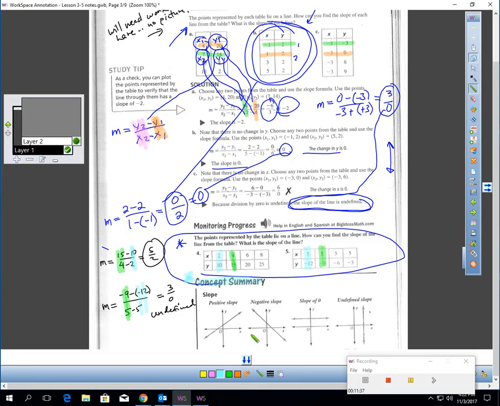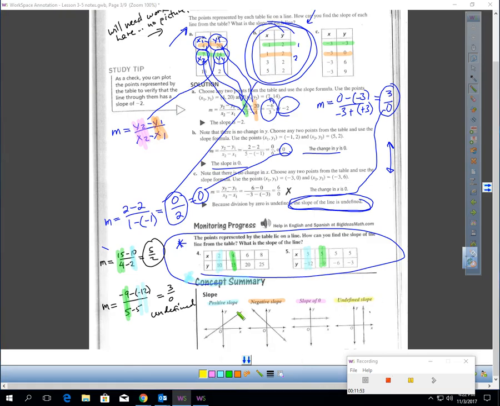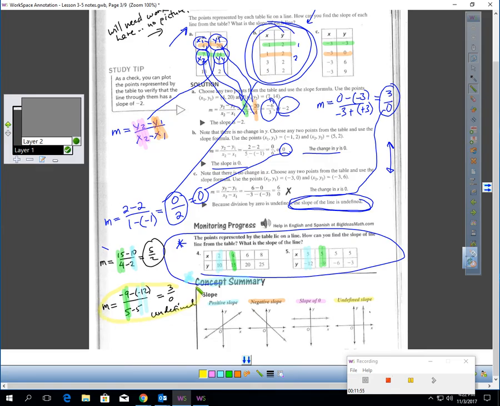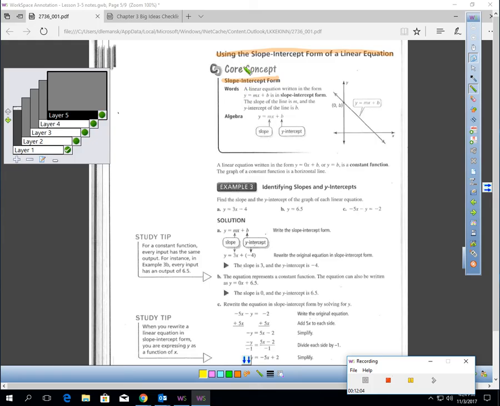A positive slope is a line that rises. A negative slope is a line that falls from left to right. A slope of 0 is a flat horizontal line. And an undefined slope, like what we had here, means that this table would give me a graph like this that has a completely vertical line. Next, let's talk about how you can use slope-intercept form to find your slope, find the intercept, and eventually graph.